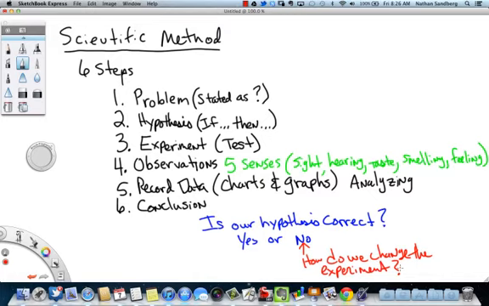Were we able to cure cancer? No. Okay, so how do we change the experiment, okay, in order to prove our hypothesis correct? We need to somehow prove it correct.